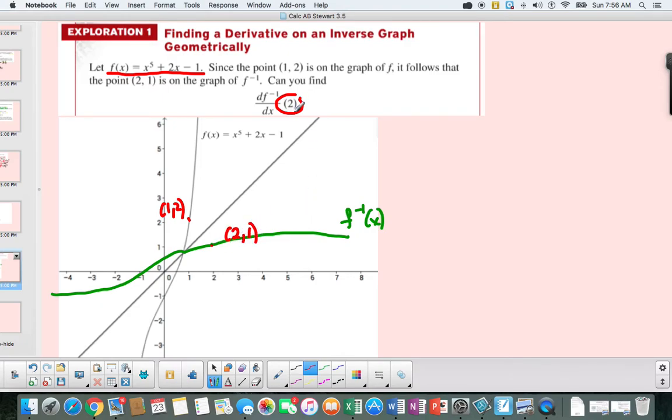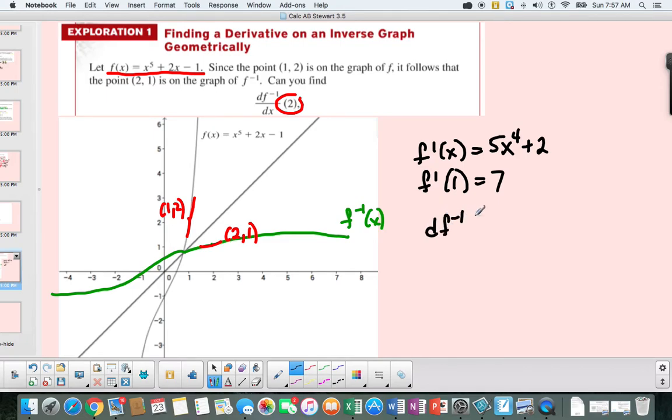And that's what I'm being asked to do, to find the derivative at 2. Well, the clue is if you can find the slope here, then this slope will be the reciprocal. So let's go ahead and do that. F prime of x will be equal to 5x to the 4th plus 2, and its value at 1 will be equal to 7. So I know that the derivative of the inverse at 2 with respect to x will be equal to 1/7. Remember, these two have to be reciprocals of each other.